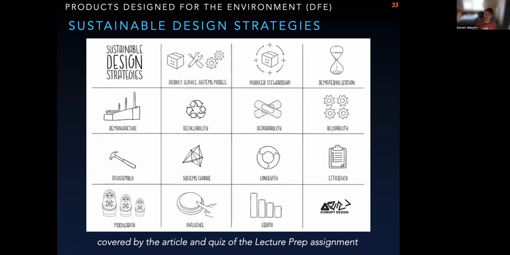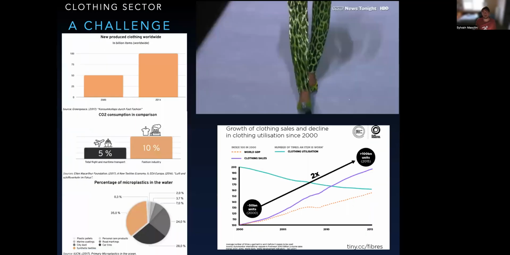I was speaking about cell phones for all of this video, but there is another product that tends to have a very high impact on the environment, and we don't realize it. It's our clothes. The clothing sector has one of the biggest impacts on the environment. From this graph, we see that in 15 years, the amount of clothes produced has doubled. We're producing twice more clothes nowadays than 15, 20 years ago.